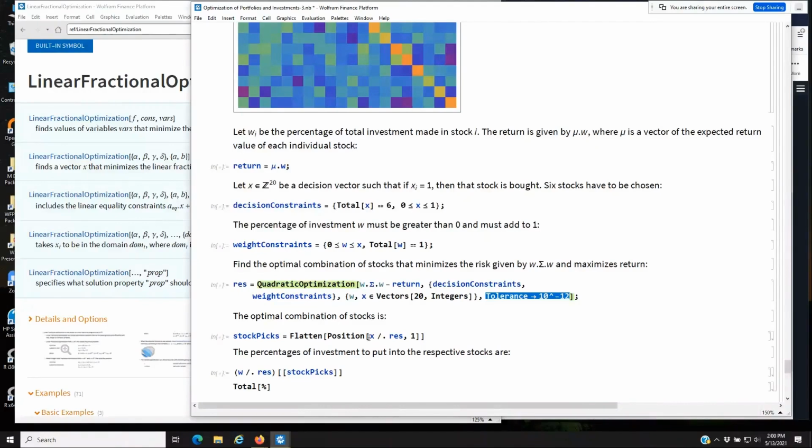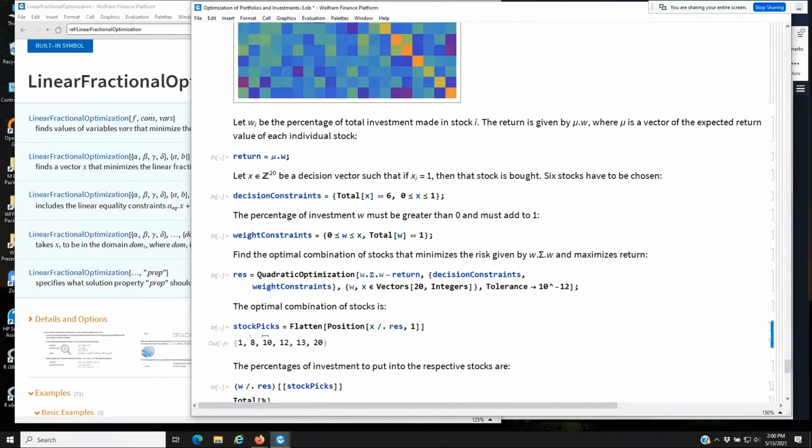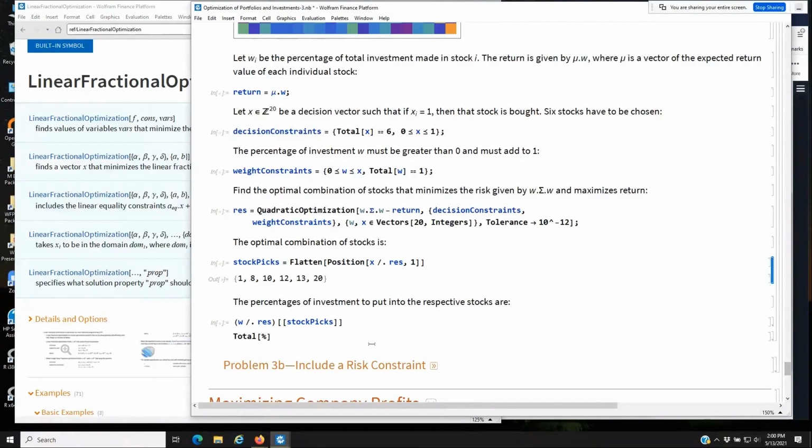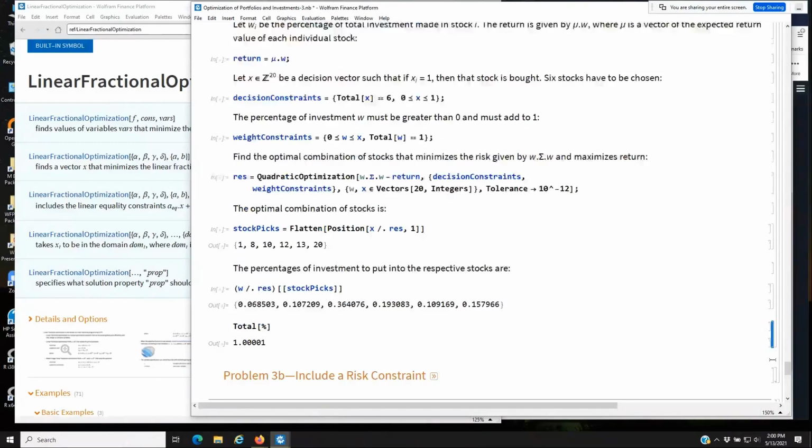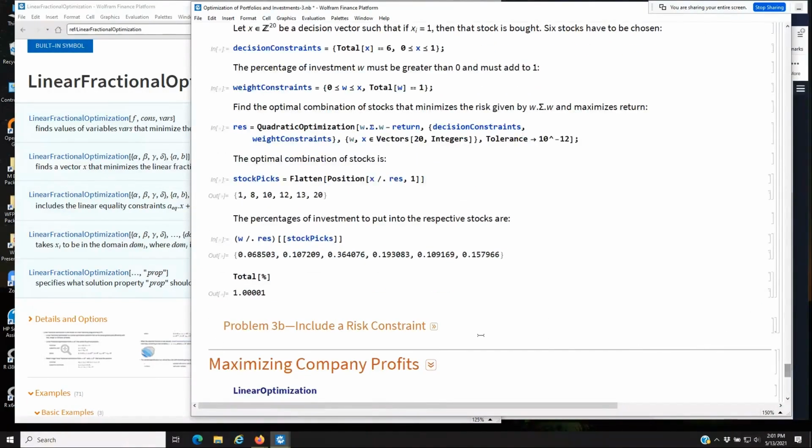Okay, so which stocks should I invest in? Let's find their position. I'm going to go into X, put in the result, and look for all of those that have the value 1. These are the ones I purchased. So the first, 8th, 10th, and up to the 20th, those are the ones that I'm going to invest in. And having made those stock picks, substitute in the results for W and X and tell us what the weights are. So for those 6 stocks, these are the weights. And you can see that the weights are just a little fractionally over our 100%.